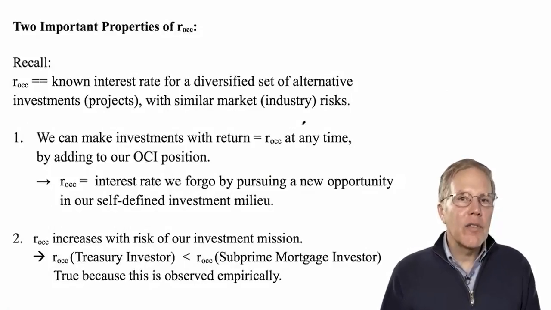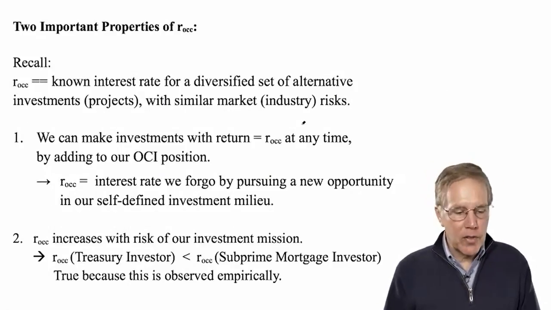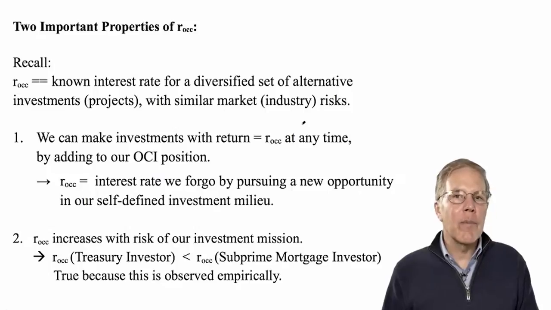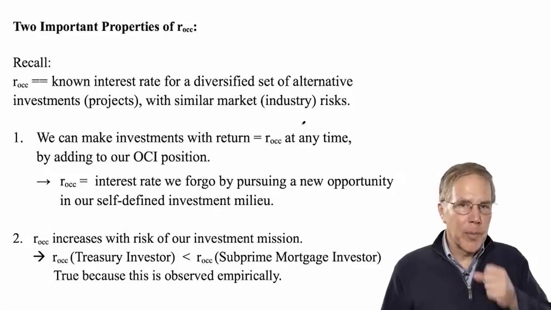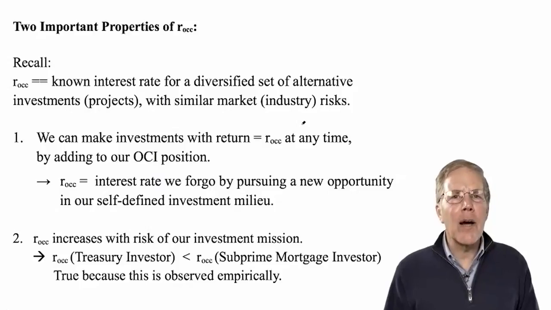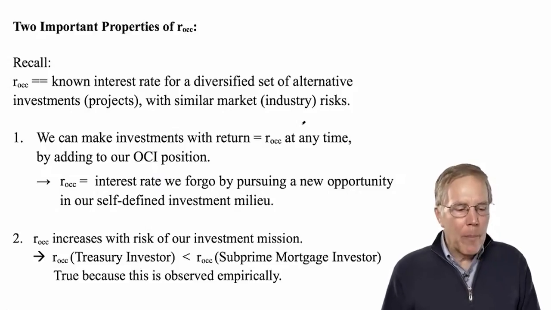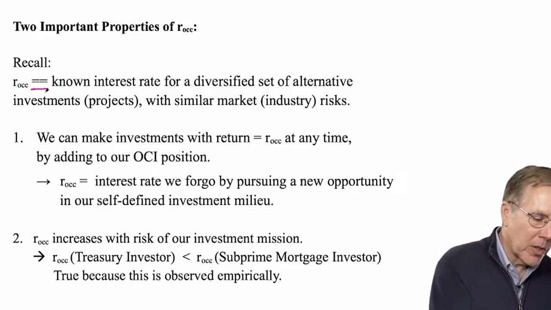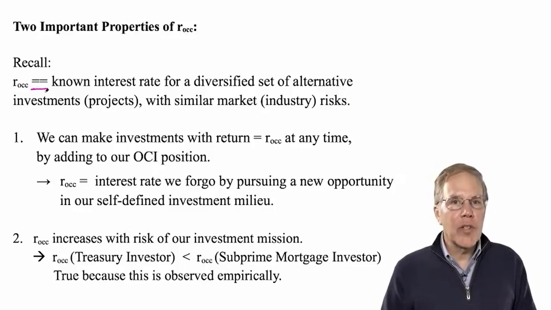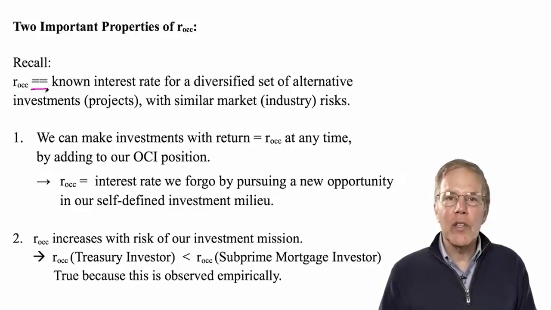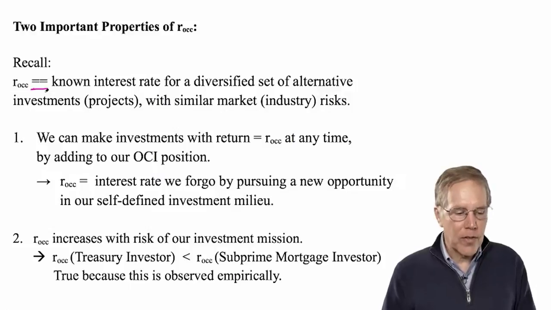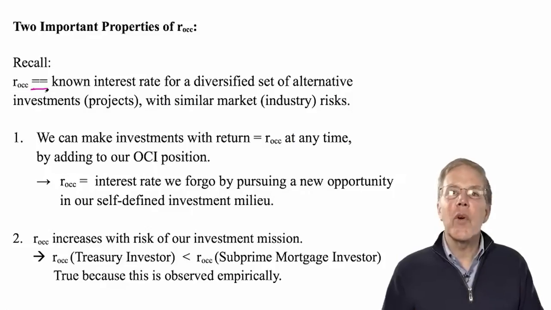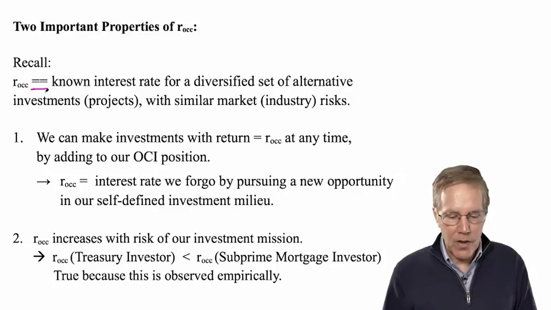Okay, no matter how it's computed, we don't have time here to spend going over different methods of computing opportunity cost of capital. But no matter how it's computed, it has two important properties. Let's remember first what it is. Double equal sign, as always, means defined to be. Our opportunity cost of capital is defined to be the known interest rate for a diversified set of alternative investments with similar market or industry risks to the project we're considering at hand, okay?